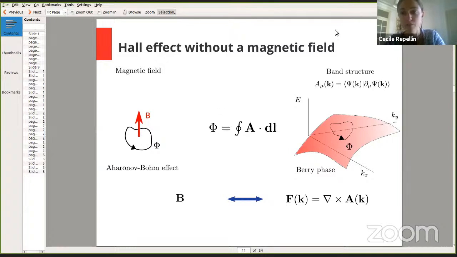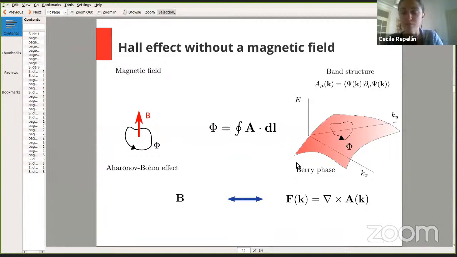Now, in a solid system, if you have an electron that goes around a loop, not necessarily in real space, but in the Brillouin zone, in k-space, then it will also pick up a phase which is determined by the band structure properties. Actually, this phase is called the Berry phase, and it can be determined purely based on the eigenstates of this lattice system. So it's purely given in terms of the Bloch wave functions.